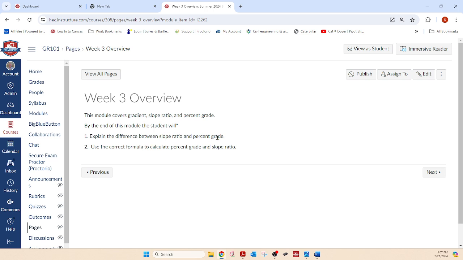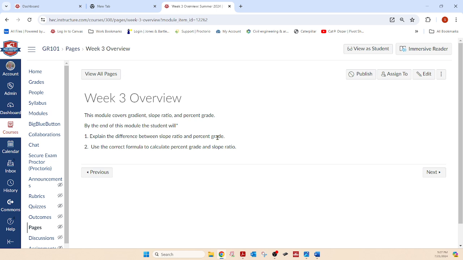Now, we're going to go into this a bit in just a second, but slope ratios are usually used on larger scale operations such as highways and things like that, where you have a pretty big slope that extends horizontally and vertically quite a bit.